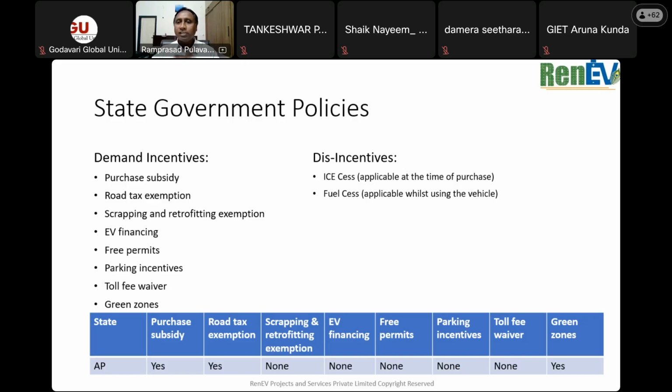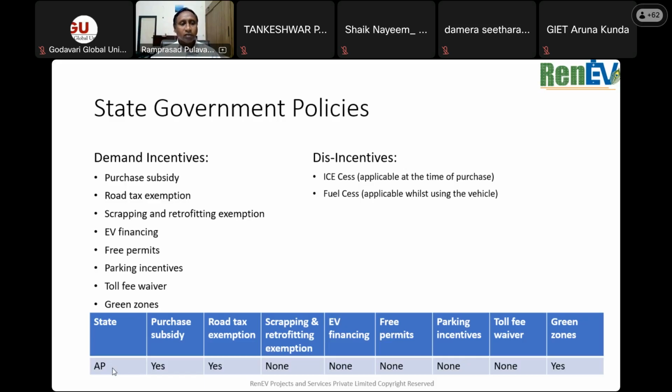So fuel cess is there in Delhi, wherein a certain percentage is collected every time you fill your diesel. That cess is collected and put into a pool by the name of EV pool, which is used as a fund to give to the consumers. Let us see what is there in the state of Andhra Pradesh.